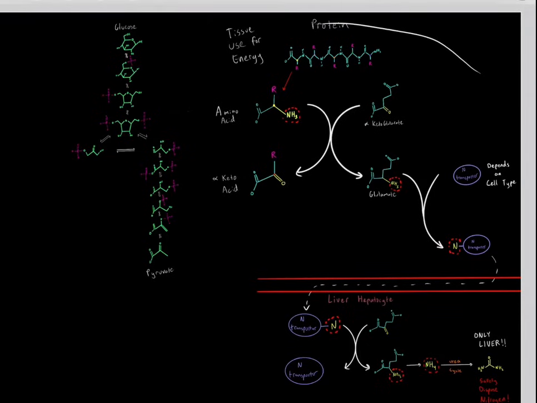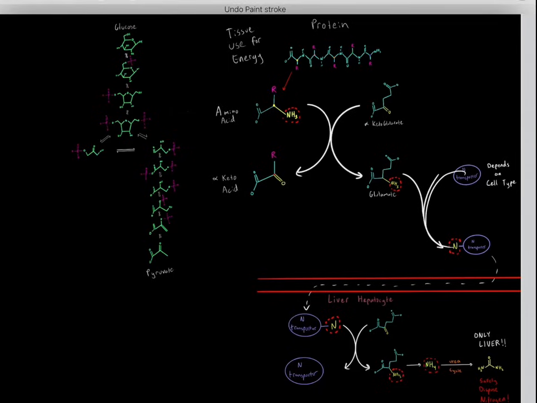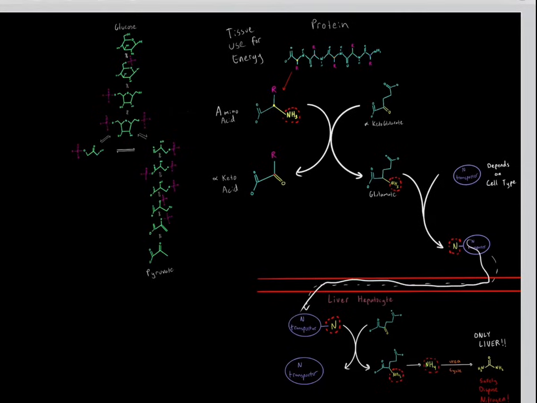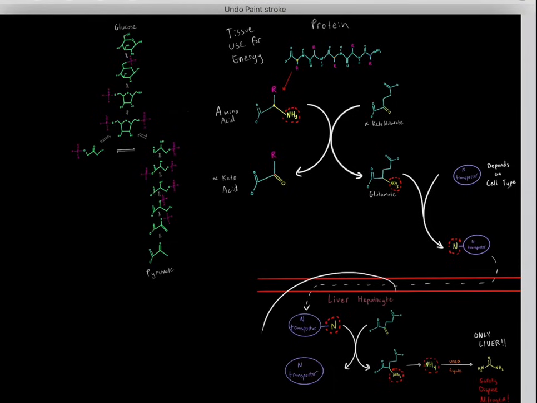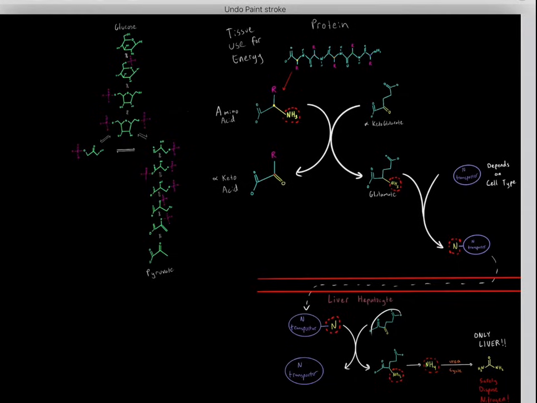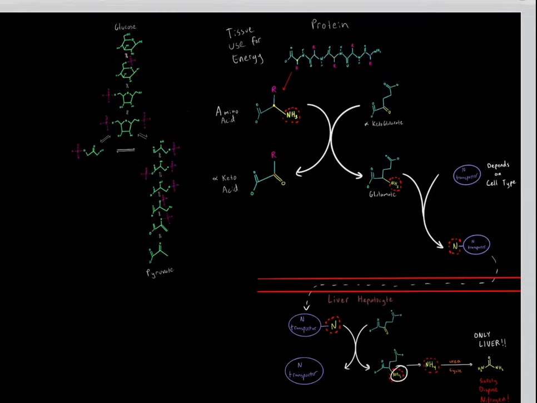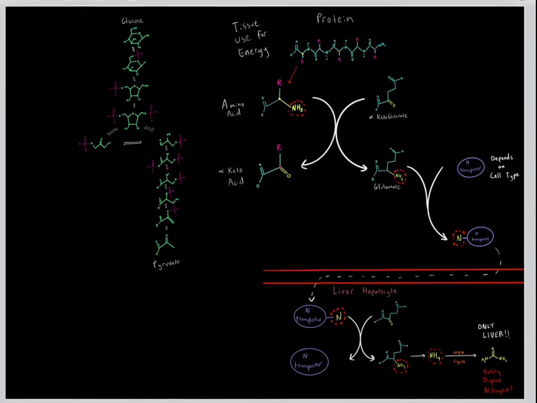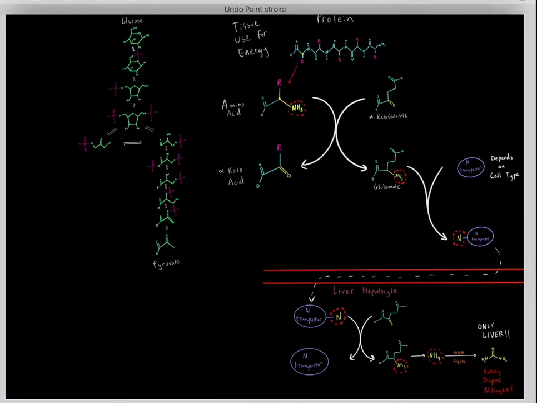Now, depending on what the cell was, there will be this nitrogen transporter where we can take this nitrogen from glutamate and donate it to the nitrogen transporter. Then this nitrogen transporter can enter the blood and transport that nitrogen to the liver hepatocytes, where that nitrogen is donated to another alpha-ketoglutarate to form glutamate, which can then safely enter the urea cycle, where we take that nitrogen and convert it into the safe urea, which can safely be disposed out of our body.